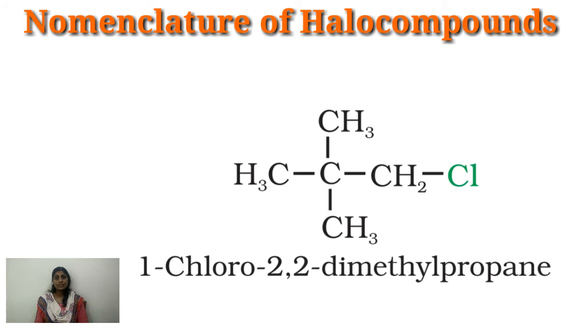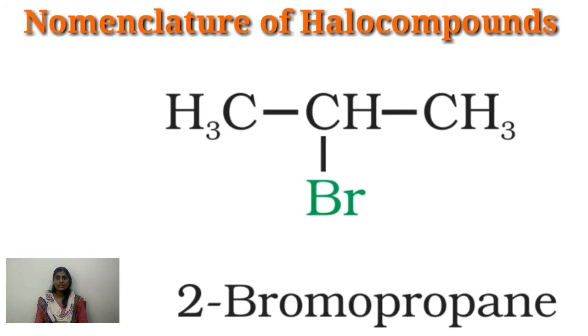Next one, (CH3)3CCH2Cl. You can see it on the screen. Here you have to count the numbers from the chlorine side so that you get the least number for the alpha carbon atom. So the IUPAC name is 1-chloro-2,2-dimethylpropane. Next one, CH3CHBrCH3. Here 2 is the carbon number, so 2-bromopropane.